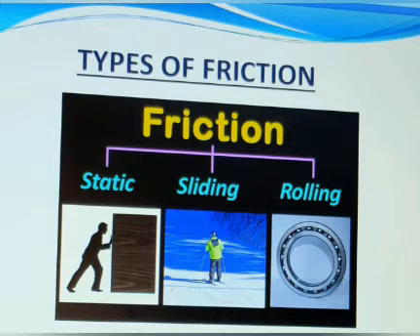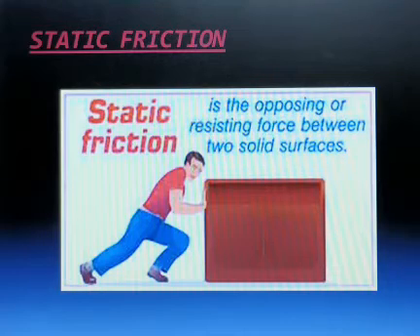Types of friction. There are two types of friction. The first one is static friction and the second one is kinetic friction. Static friction: static means not moving. Static friction is the force of friction acting between two objects in contact while at rest.